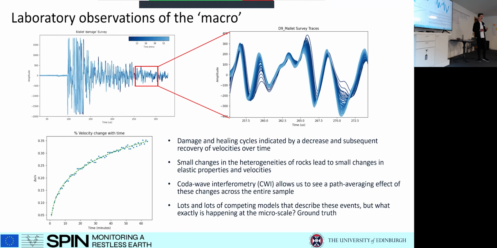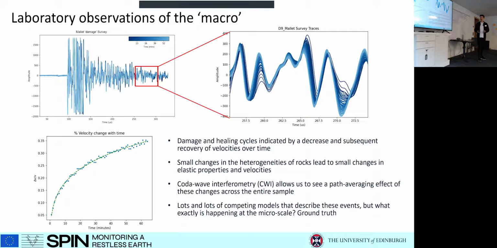And we think of damage and healing. Typically we see this in rocks that have a lot of inherent heterogeneities, so things like microcracks, pores, grains, different mineralogies. All of these things add up that when you change them, when you create small changes in these heterogeneities, you create small changes in stiffness, strength, and your elastic properties, which are reflected in velocities.